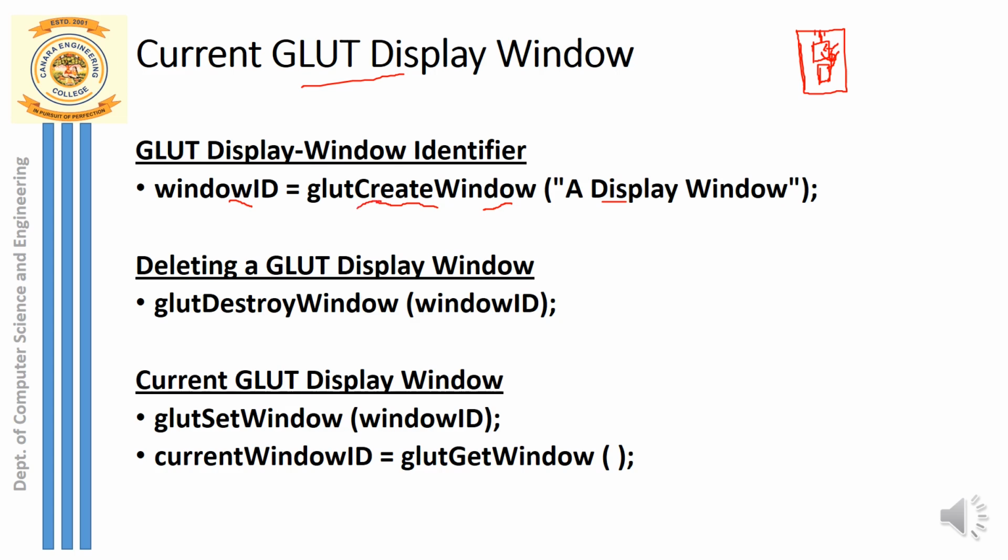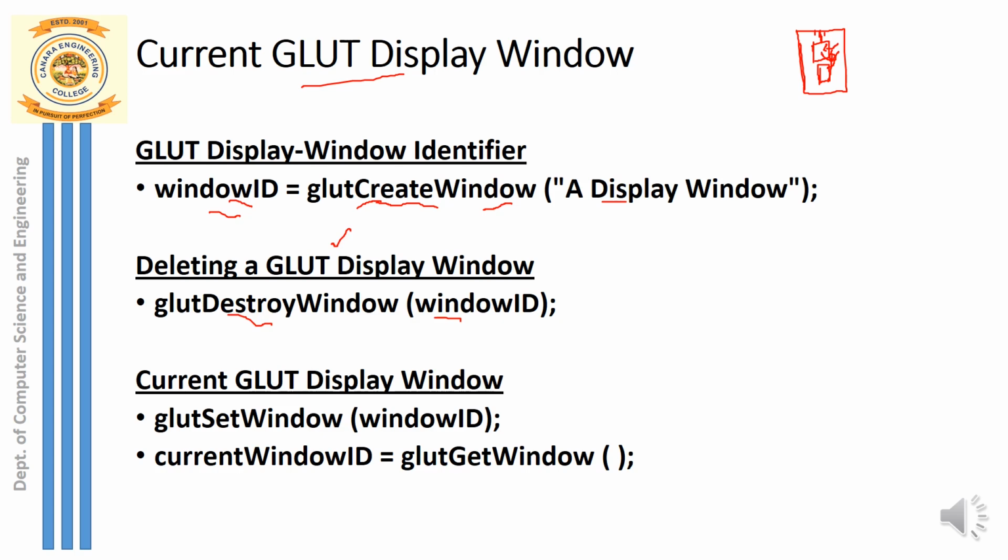Now, if you want to delete a display window, if I don't want this display window to be displayed, I can delete it with the help of a function called glut destroy window. But remember, whenever you want to destroy any display window, you must pass the unique identification number that corresponds to that display window. Anyway, we have stored that in the window ID variable. So you should pass that window ID as a parameter, with the help of which you can destroy the window. Destroy is nothing but deleting the display window.